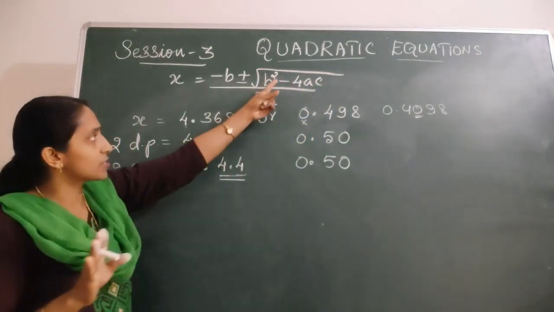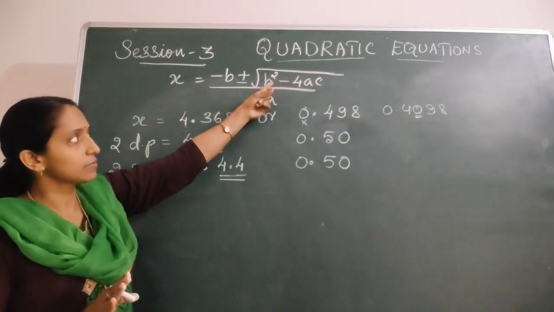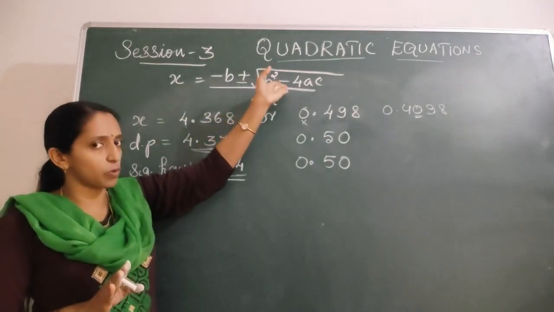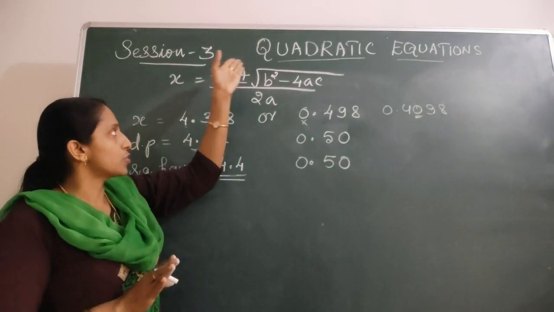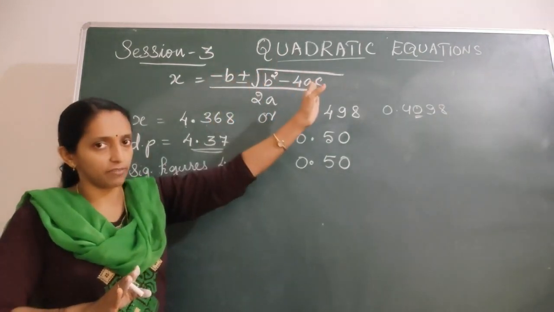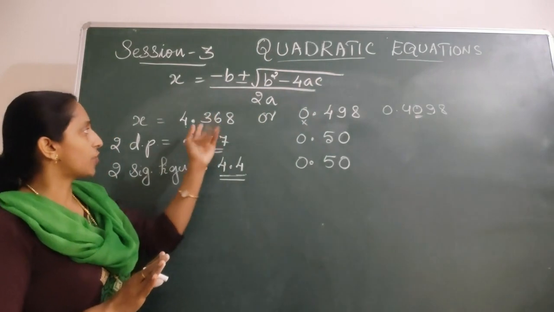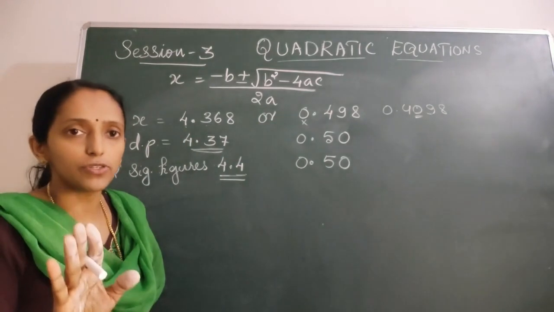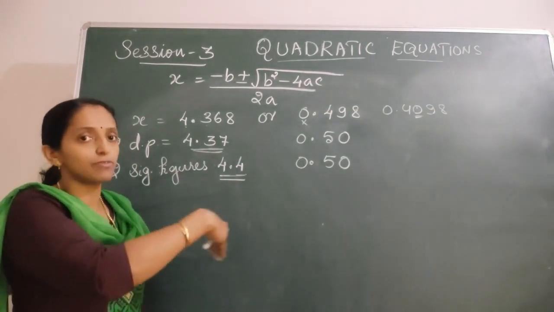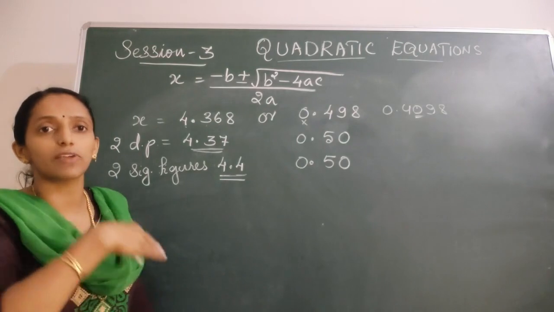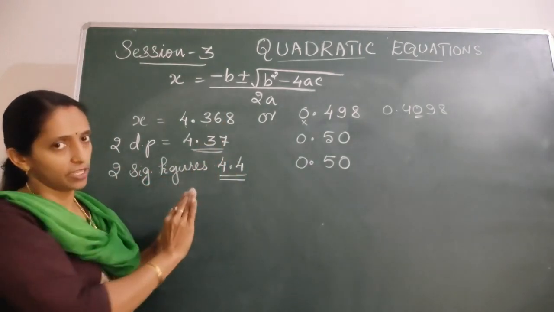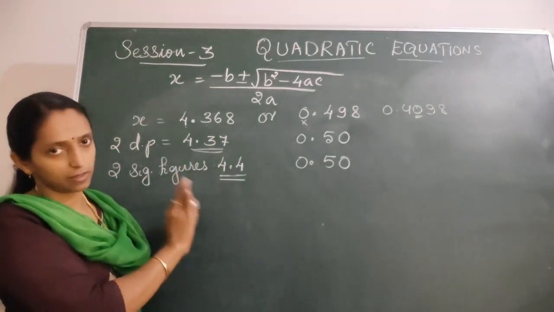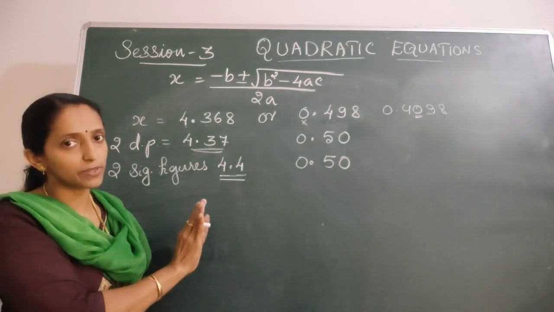Then you will substitute the square root value in the formula. There are two terms, plus or minus, meaning one will be positive, the other negative. So you will split into a positive value and a negative value, simplify, and bring the final answer. After bringing the final answer, you have to check whether we have to round it off into decimal places or into significant figures. According to the question, finally you have to make the answer. Okay, the concept is clear, I think.